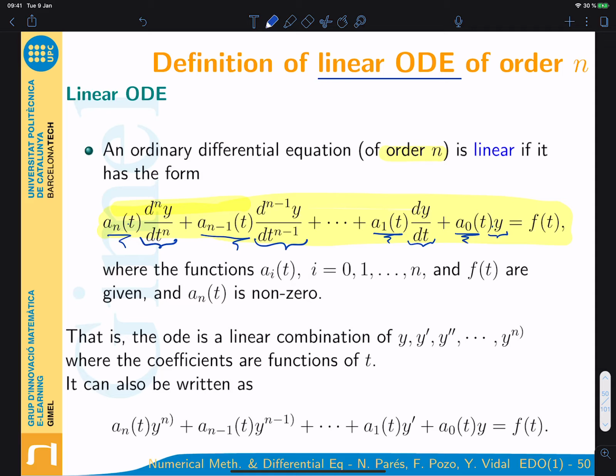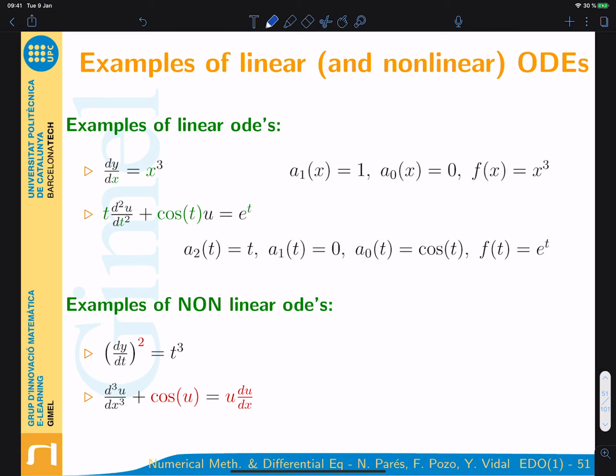So, basically what we are saying here is that the derivatives of the function appear like a linear combination where the coefficients only depend on the variable t, also called the independent variable. Whenever we can rewrite an ODE in this manner, we say it is linear. Now, let's see if we understand this definition. Here we have some examples of linear ODEs.